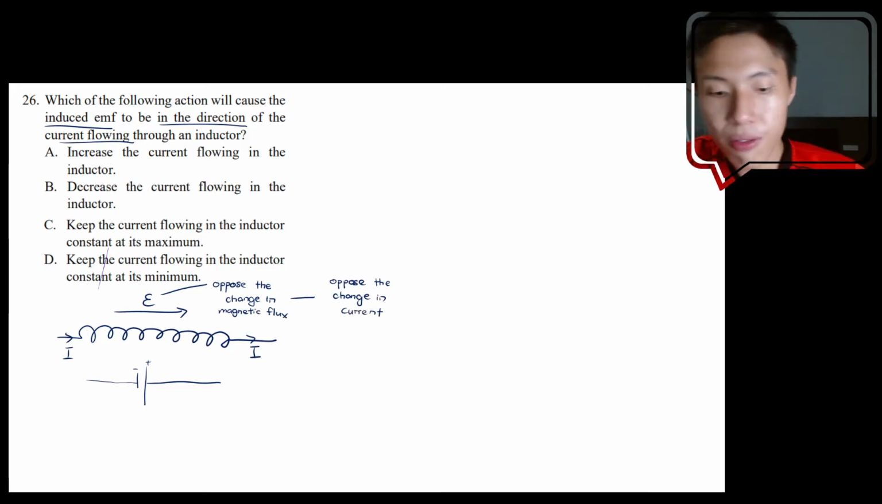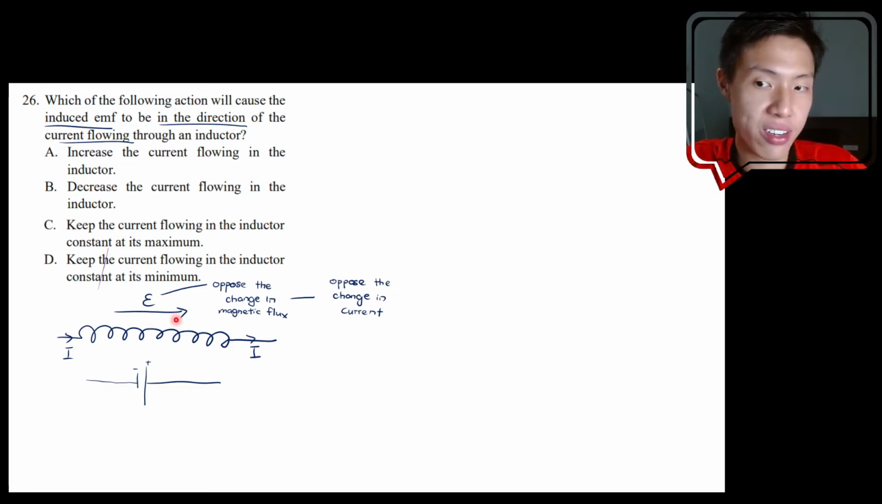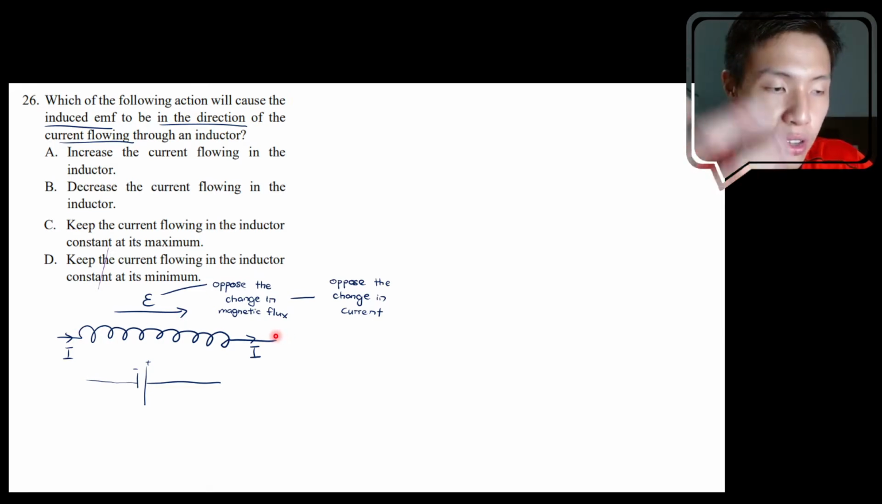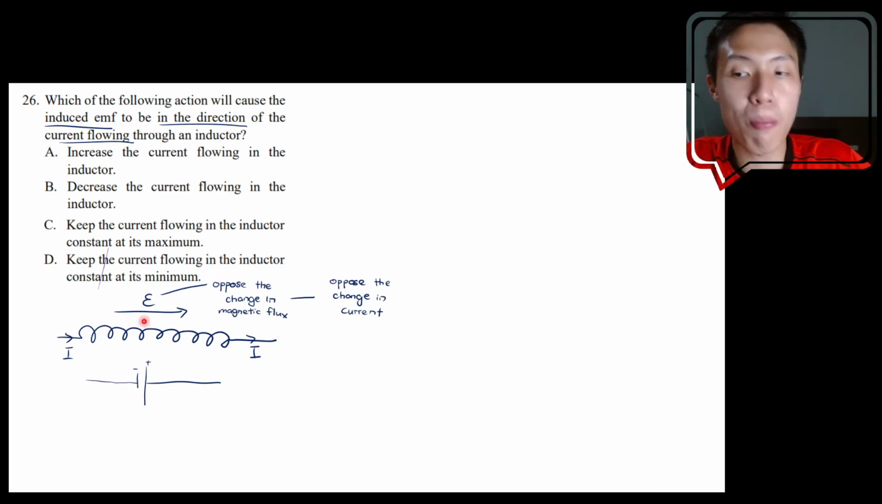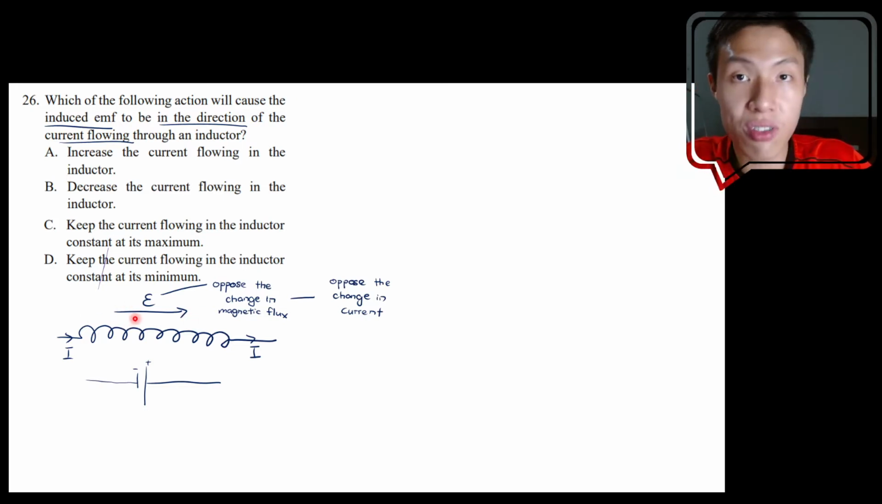Okay, so if the current is flowing in this direction and yet you still want to pump in the same direction, then that means you are opposing it from decreasing, right? It's because the current is decreasing, you want to oppose the decrease in current, so you pump it in the same direction, right? If your current is increasing and you want to oppose the increase, then that means you want to pump in the opposite direction to try to make the increment slower.